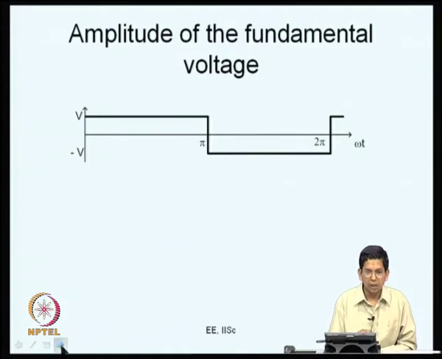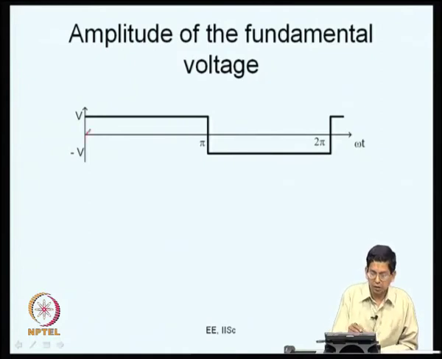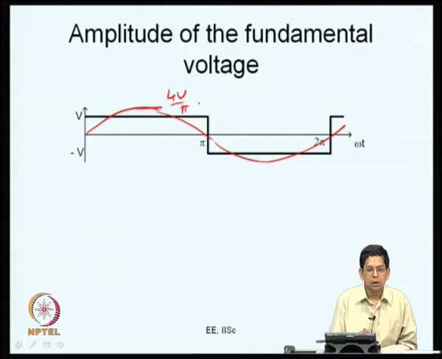So, what is the amplitude of the fundamental? As I told you, for such a waveform the peak value is going to be 4V by pi. So this is the amplitude now. You cannot vary this amplitude. If you want to vary this amplitude, you should vary V. That means the DC bus voltage is being varied, which is not the case that we are considering. We want V to be fixed.